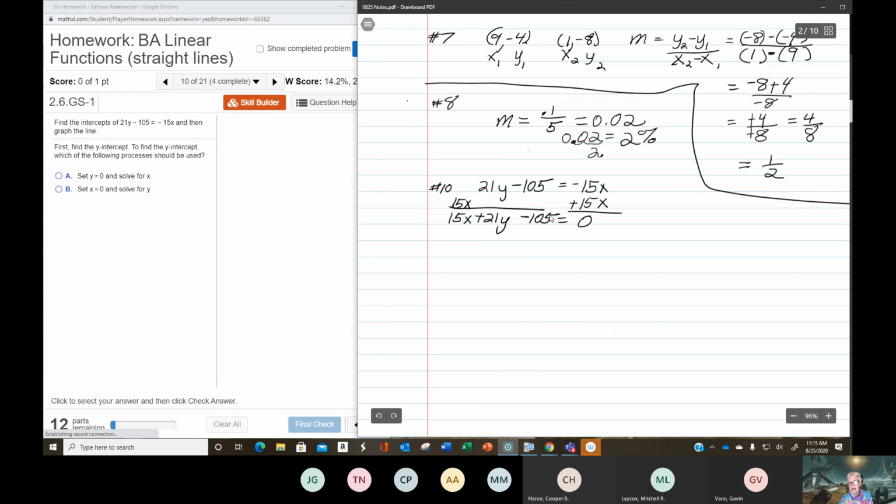Okay, now I'm going to add 105 to the other side, plus 105, plus 105. Negative 105 plus 105 is 0, so I will have 15x plus 21y equals 105. And this is standard form.